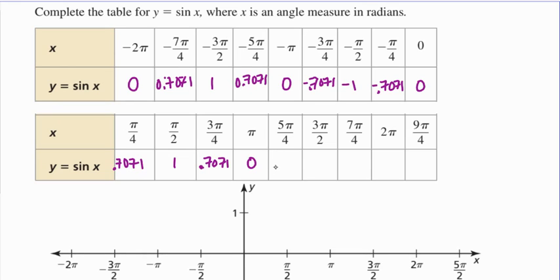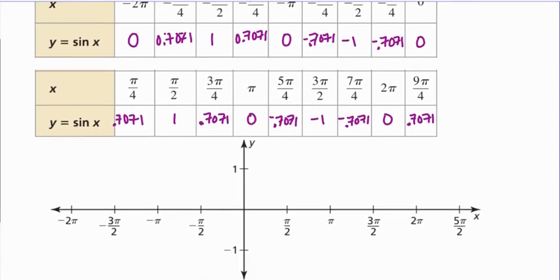Sine of 5 pi over 4 is going to be negative 0.7071. Sine of 3 pi over 2 is negative 1. Sine of 7 pi over 4 is negative 0.7071. And sine of 2 pi is 0. And then lastly, sine of 9 pi over 4, if we extend this one more fraction of pi, we get 0.7071. So you'll notice there's a lot of repeats in here. This is a very cyclical pattern, okay?